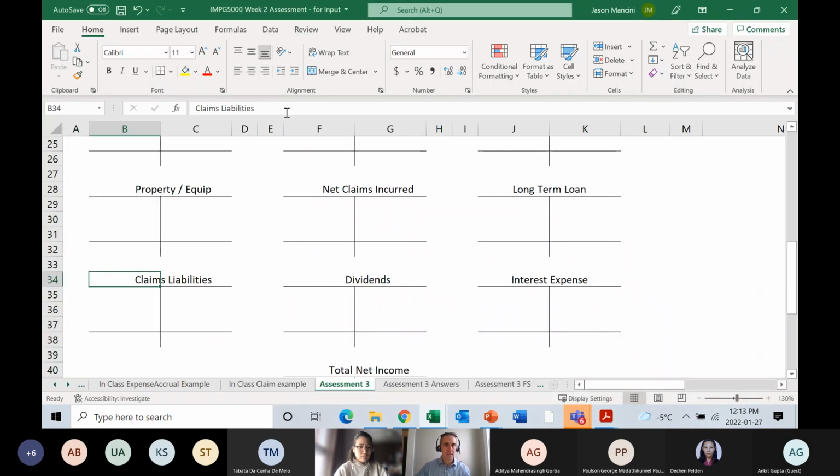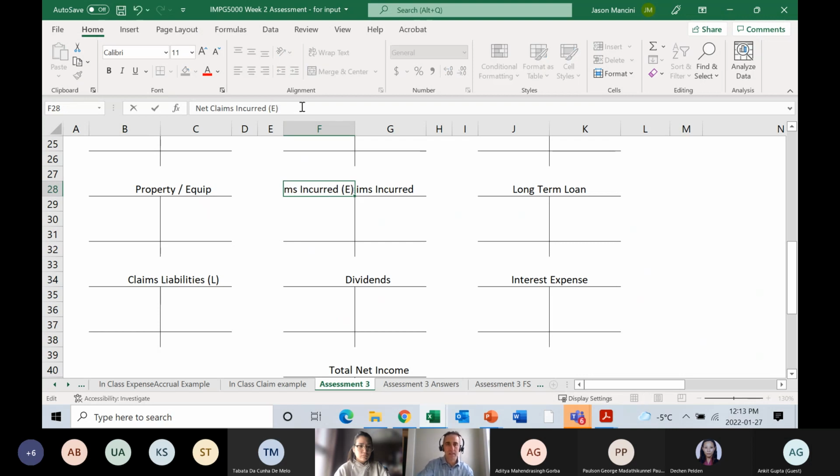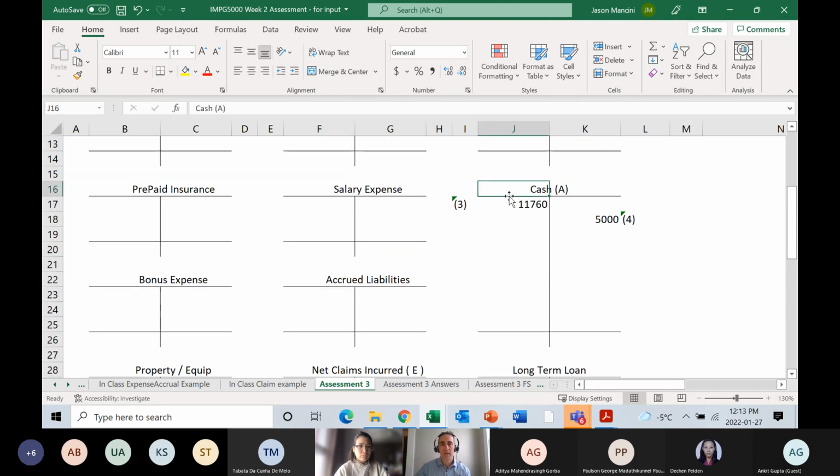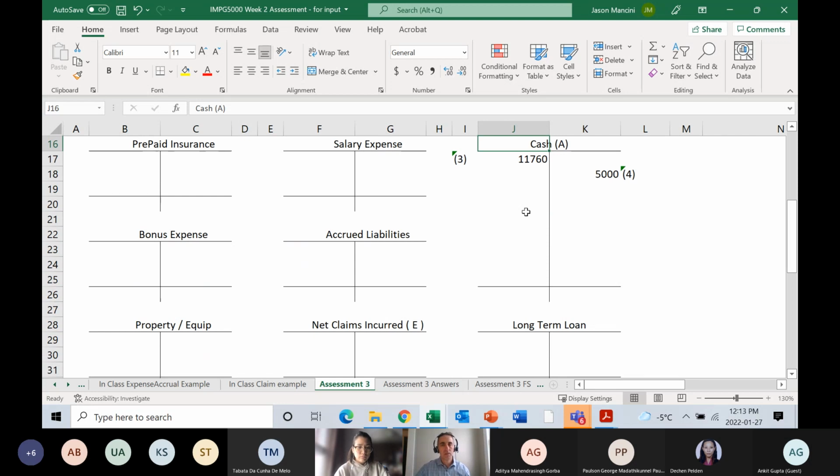So claims liabilities, I tell you, this is a liability. This is a liability account. And our net claims incurred, we saw that on the income statement. So that's an expense account. And then the other account we're going to use is our cash account, which we already started using when there's actually the payment.